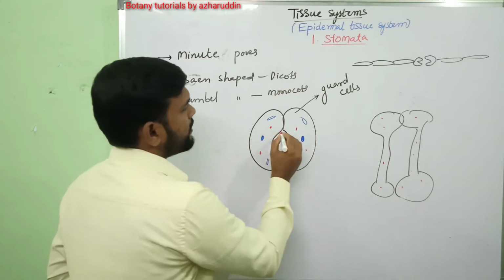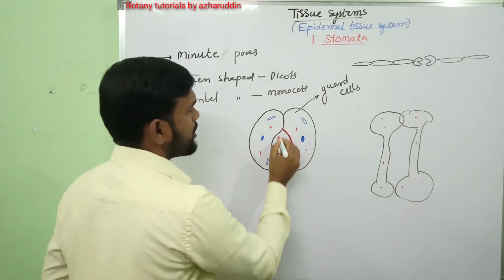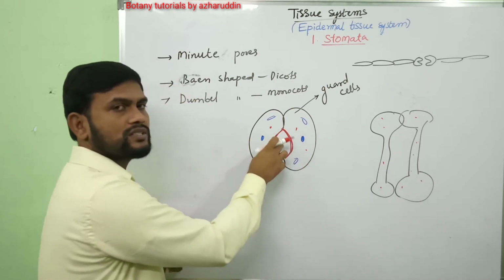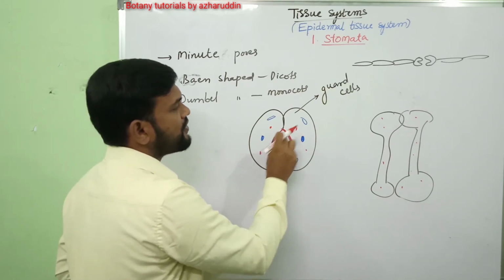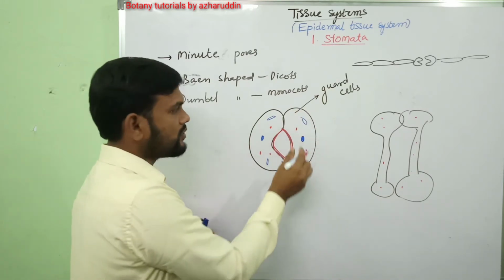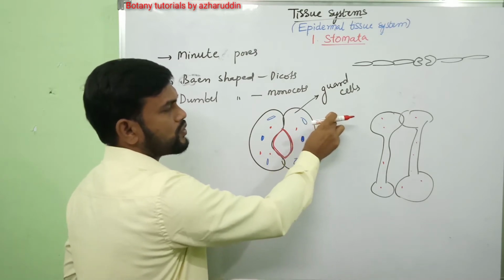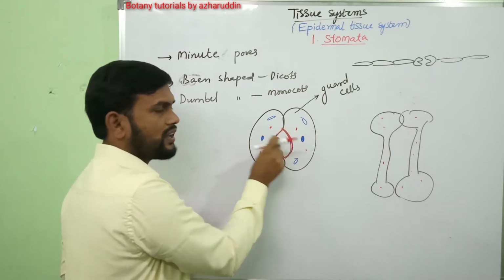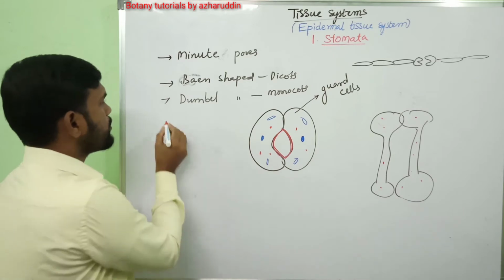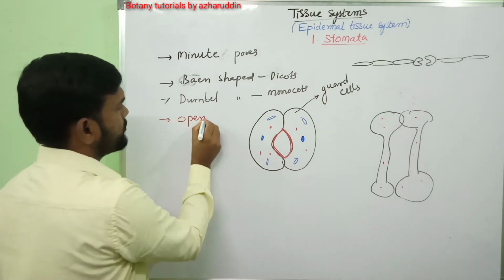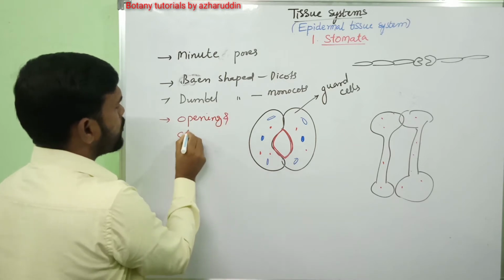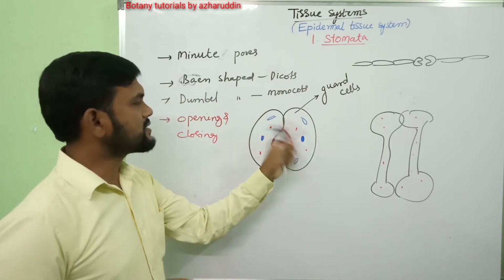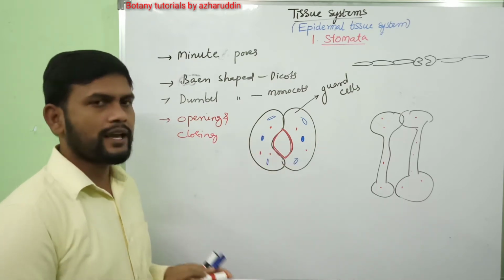The walls of the guard cells are unevenly thickened. That means the wall of the guard cells which is present towards the pore is highly thickened, and the wall which is away from the pore is thin. The wall of the guard cell present towards the accessory cells is thin, and the wall present towards the pore is thick, which helps in the stomatal opening and closing mechanism. Do you understand?